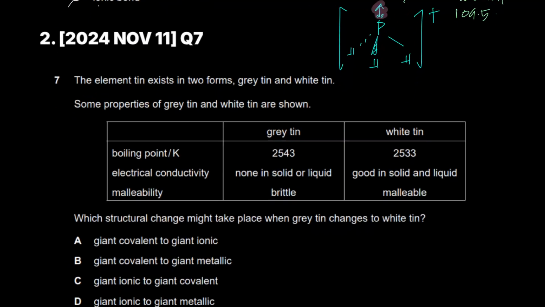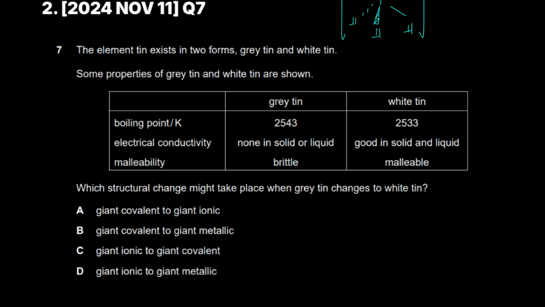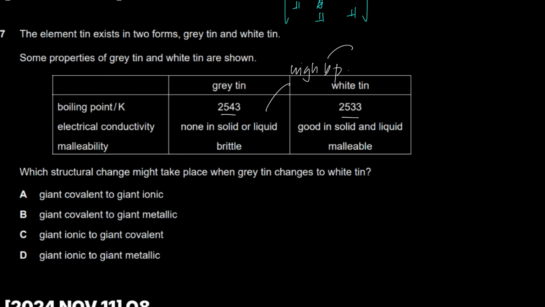Next. The element tin exists in 2 forms, gray tin and white tin. Some properties of gray tin and white tin are shown. He's saying gray tin has this boiling point and white tin also has this boiling point. It's a pretty high boiling point. Won't you agree with me? It's pretty high, right? And if it has a high boiling point, there's a very high chance that it's a metallic lattice.